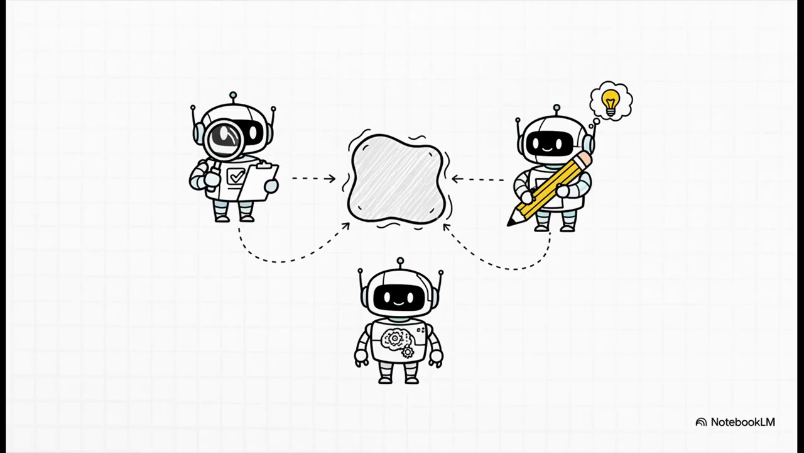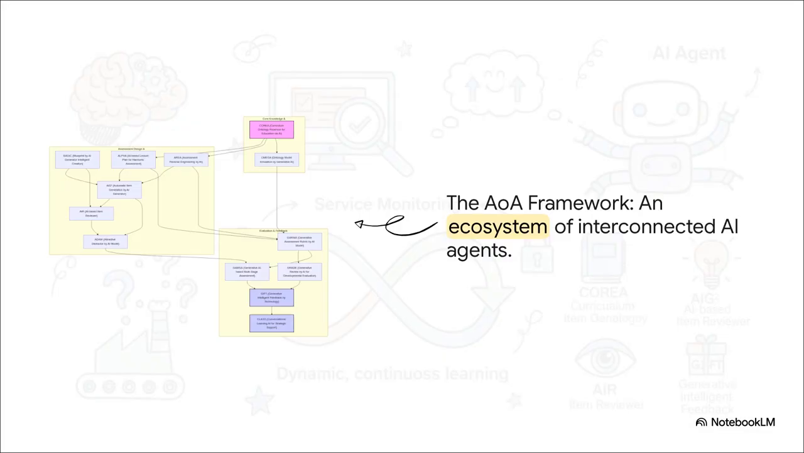Now, you might be thinking, how can a single AI possibly do all of that? Well, here's the secret. It's not one single giant AI. AoA is designed to be an ecosystem, a whole team of specialized AI agents working together, each with its own specific job to do. And this diagram from the source material just perfectly illustrates that ecosystem.